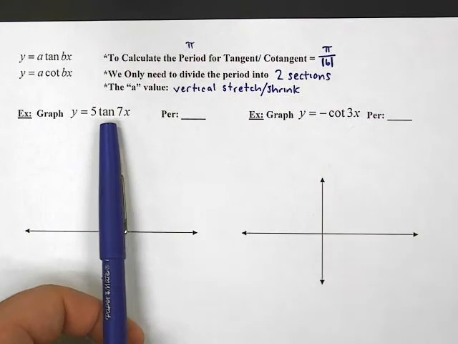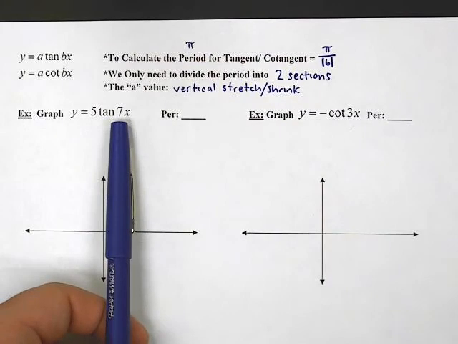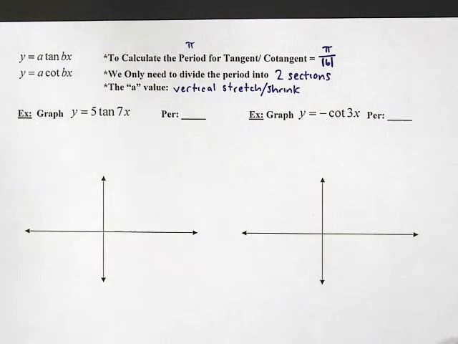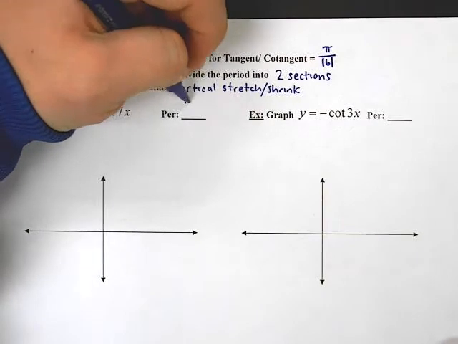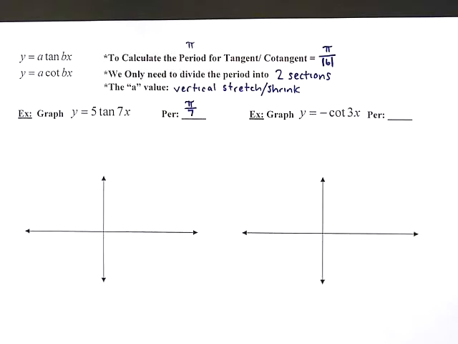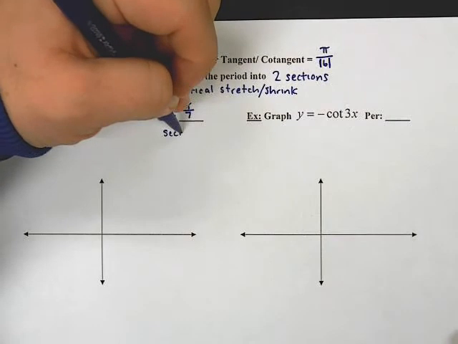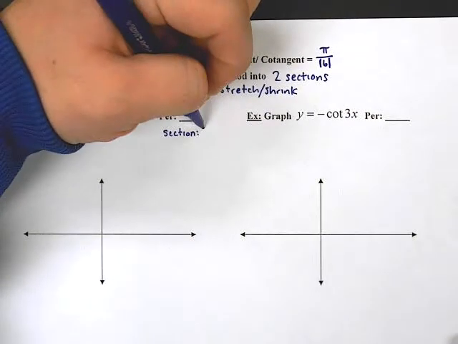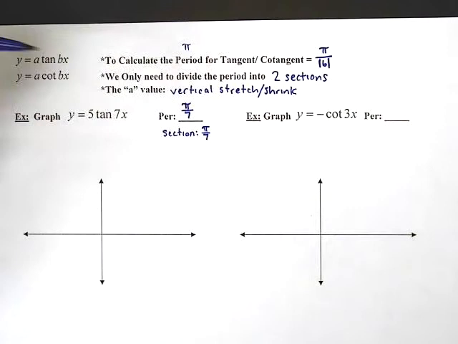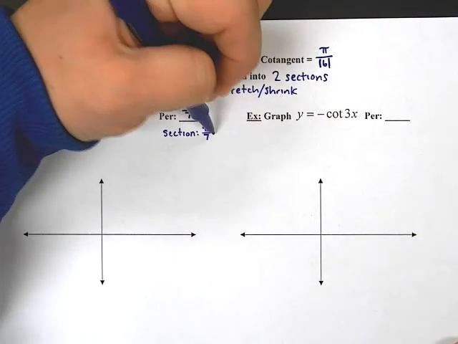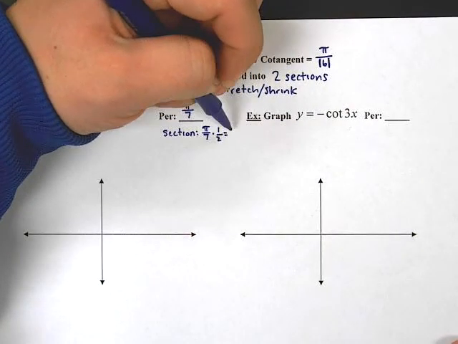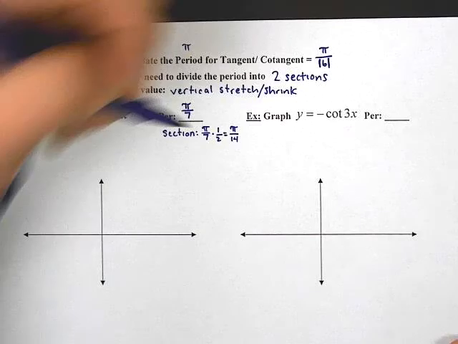Let's think about this, okay? So we're talking about tangent. My b value is 7, which means then that my period should be pi over 7. Pi over 7. All right. For the section, I do pi over 7. Either divide it by 2, or we can always multiply by 1/2. Sometimes that's easier, so that would be pi over 14.